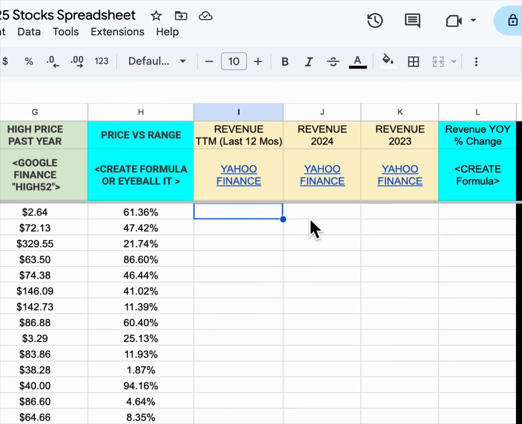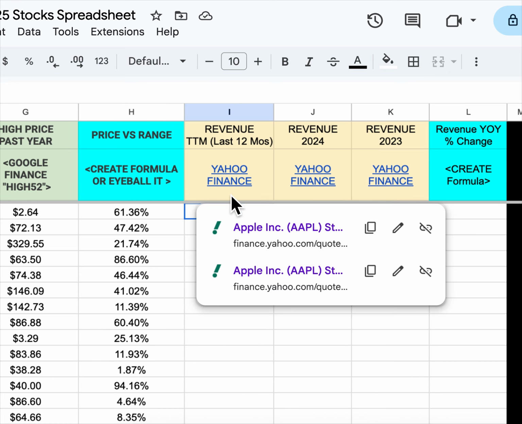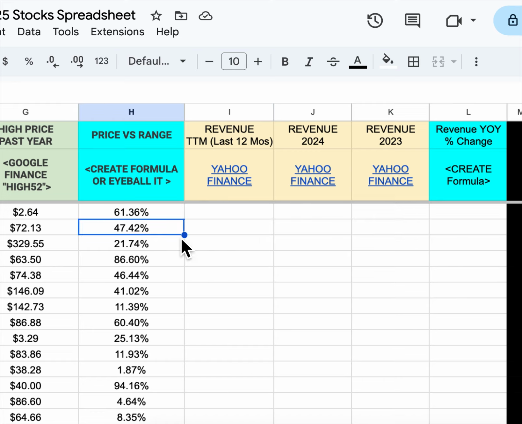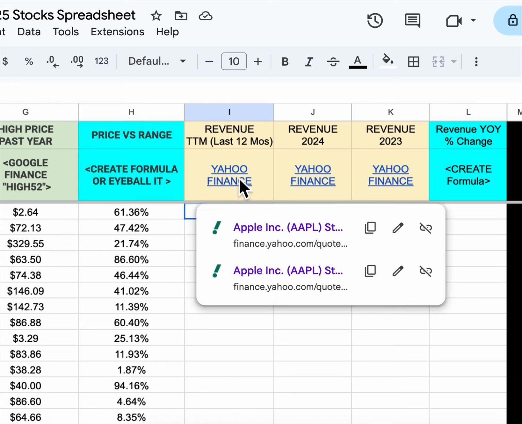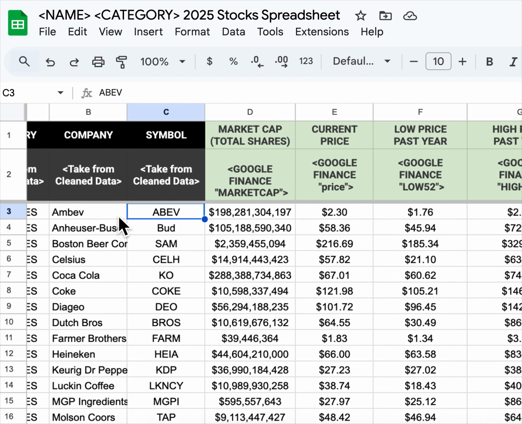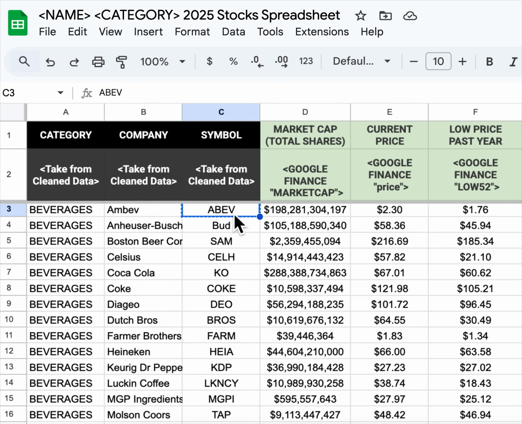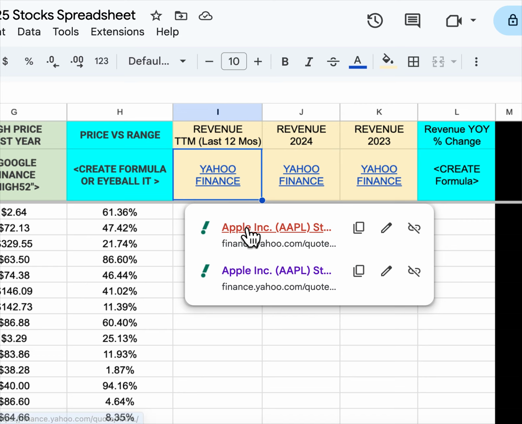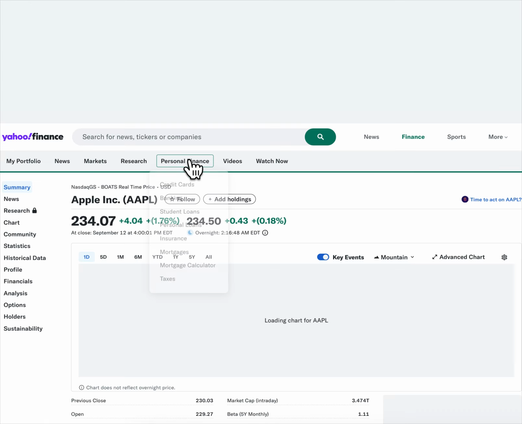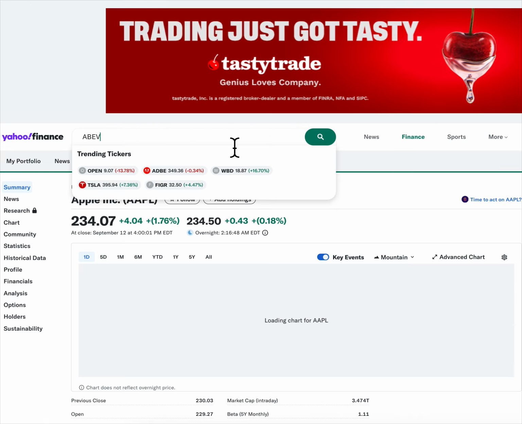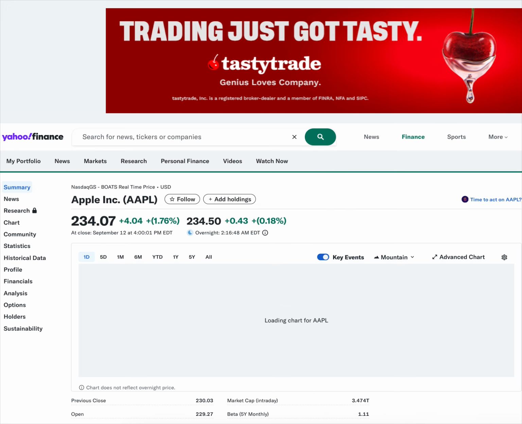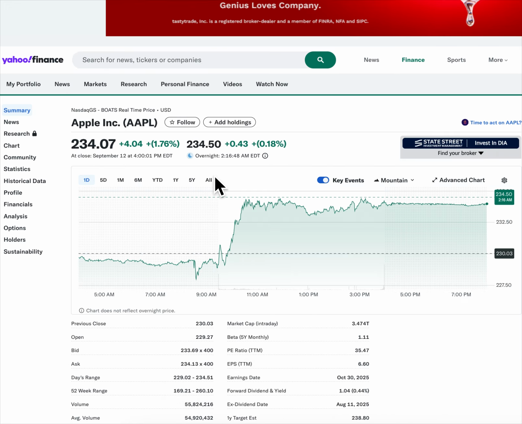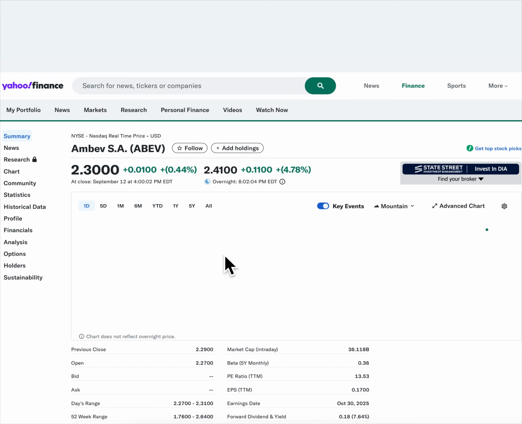Okay. So the last one we have is to look up the revenue. That's like the total money they collected. And so, unfortunately, you can't do that in Google Finance. You have to look it up. So let's say I'm looking up this one, Ambev. Okay, I'm gonna go to Yahoo Finance. Follow that link, and on the search bar, I'll type in the ticker. You got it. Now, where do you find the revenue, like the money they collected?